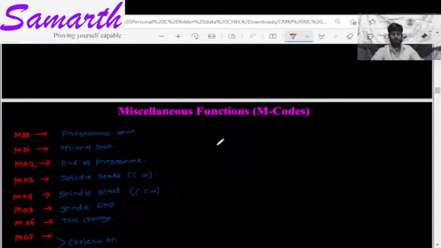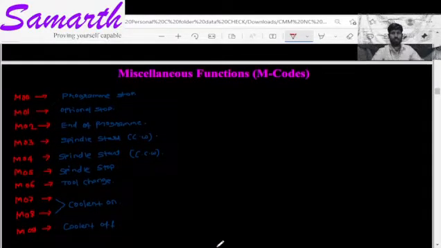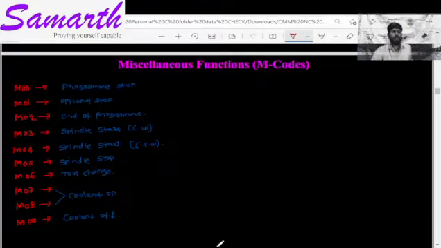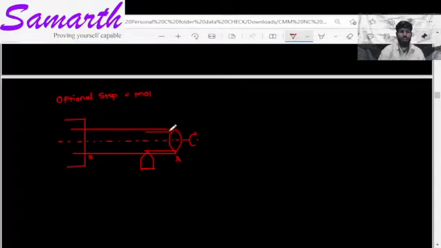Now some miscellaneous functions are also used in the program for CNC. First, M00 represents the program stop. It will be at the end of the program. M01 is optional stop, meaning you want to stop in between, but we have not completed our entire procedure. In the next figure you can see, let us say the machine has done this much cutting operation, but for some reason the operator or the supervisor has to go somewhere. Then he will use the M01 optional stop code. So after returning, the machine will start from here itself. It will not start from the beginning. For this, M01 is used.